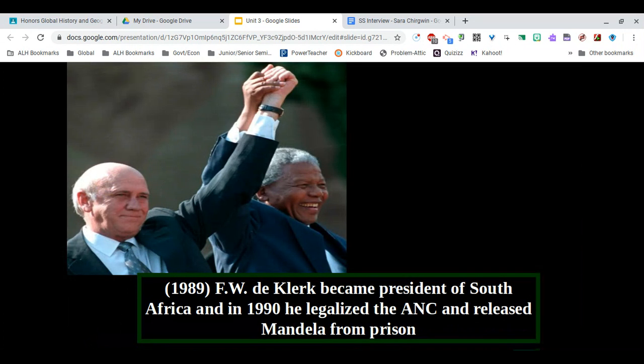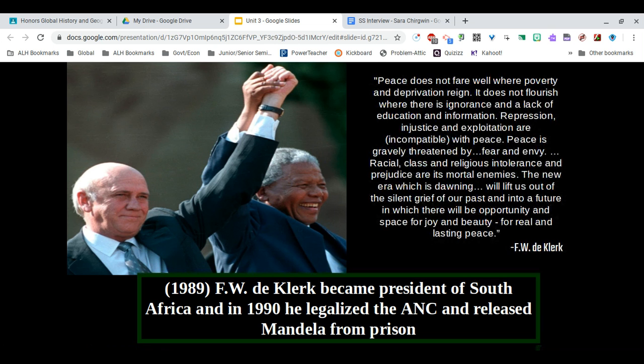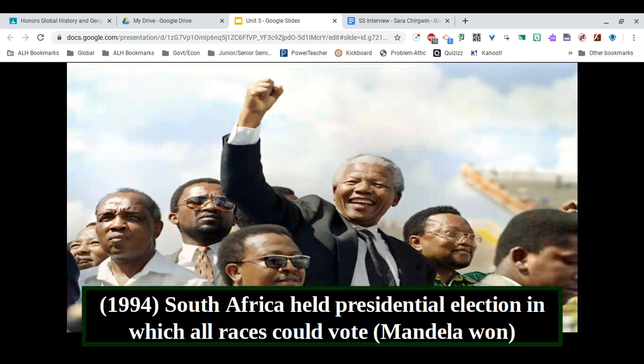And ultimately, in 1989, F.W. de Klerk, who becomes president of South Africa, really starts to work to end these apartheid laws. And in 1990, he legalizes the ANC. He releases Mandela from prison, and he ends the apartheid laws. In 1994, South Africa held the very first open presidential election where all races could vote. You can see some of the images of these Black South Africans lining up for miles and miles for the very first time that they could vote. And with no surprise, Mandela easily won.